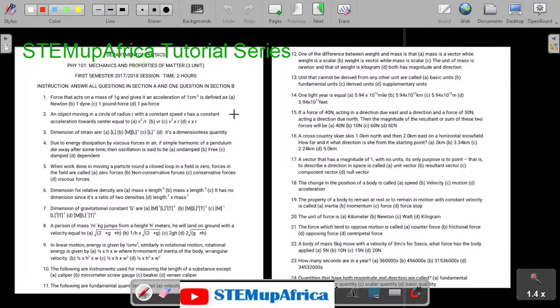But in the absence of none, we continue. Now I say in a linear motion, energy is given by half mv squared, which is kinetic energy. Similarly, in rotational motion, rotational energy is given by what? Now, if you go to question 2, we've done something similar to question 2, which is all about rotational energy. Question 9 is a combination of linear energy and rotational energy. So let's see how we answer that question.